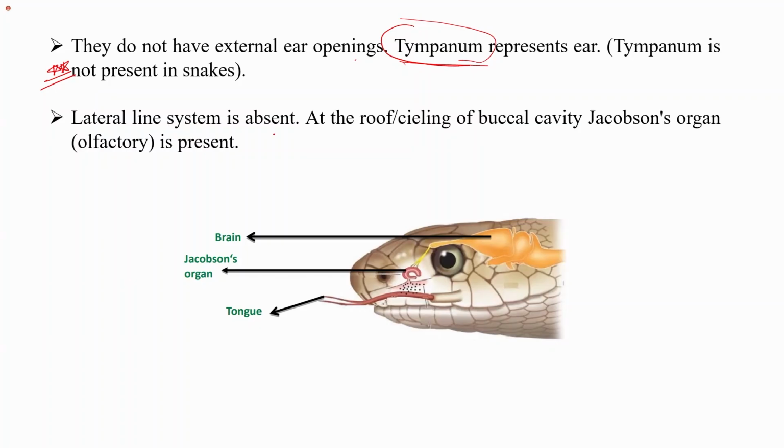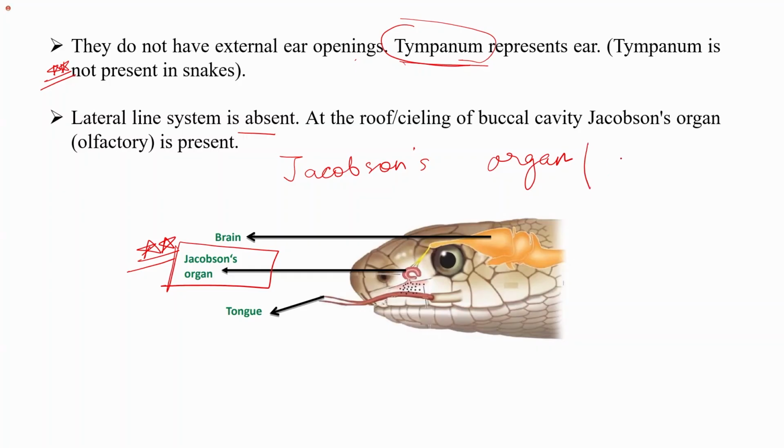Lateral line system is absent in these animals, and at the roof, there is a very important structure, the Jacobson's organ. So this Jacobson's organ is present. This is an olfactory organ. Olfactory means it provides the sense of smell.